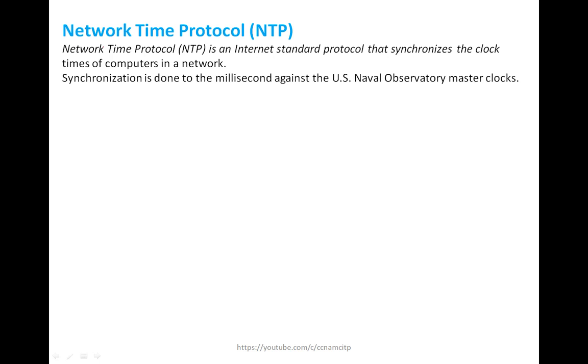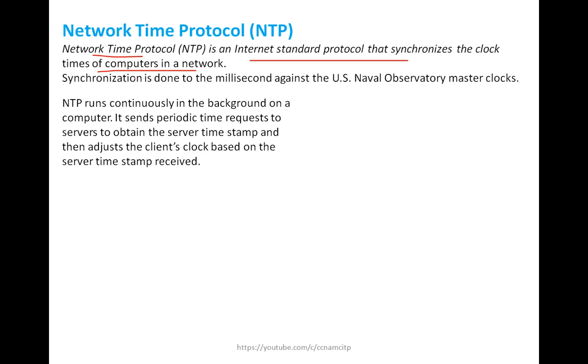So what is the role of this? The network time protocol is an internet standard protocol that synchronizes the clock times of computers in the network. So all systems should be having the same time, so it will synchronize that in your domain, and the synchronization is done to the millisecond against the US Naval Observatory master clock. So we have one Naval Observatory master clock, which is in the US, so it should match that.